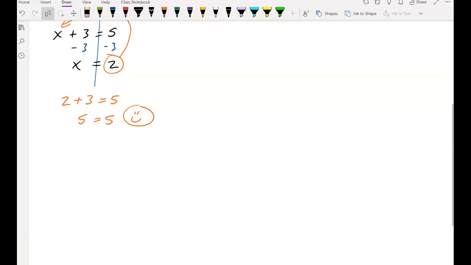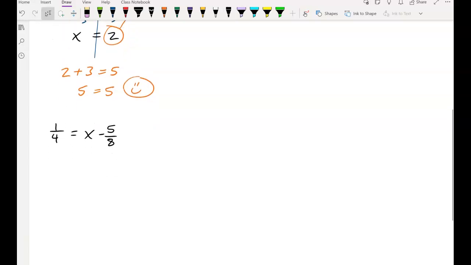Let's try something a little bit different. All right? Let's try a new equation. 1/4 is equal to x minus 5/8. Ooh, fractions. First things first, I'm going to put a line down through my equal sign because we have to keep everything balanced on one side or the other. Now, you can see in this one we are subtracting. We have to undo that subtraction. So we're going to use the inverse of subtraction, which is addition. So we're going to add 5/8, but we have to add 5/8 to both sides of the equation.